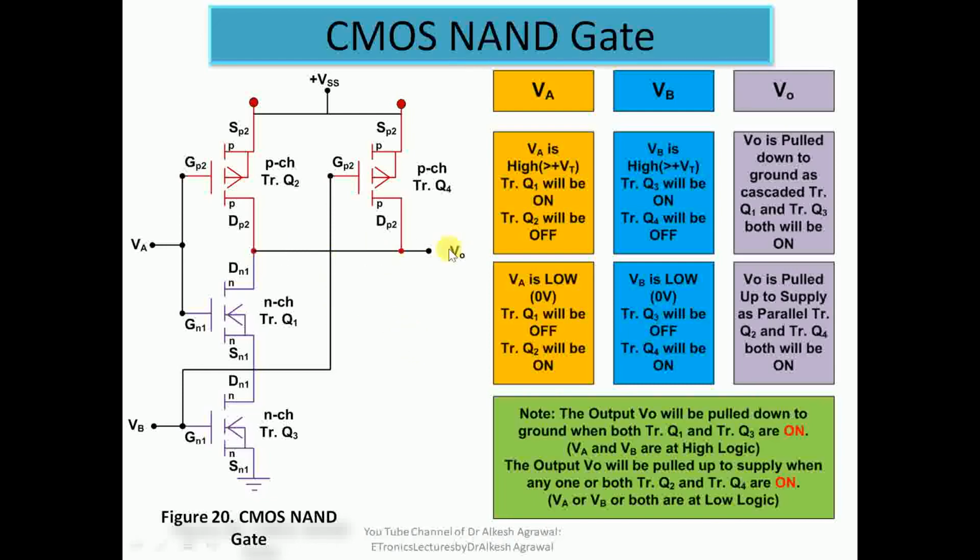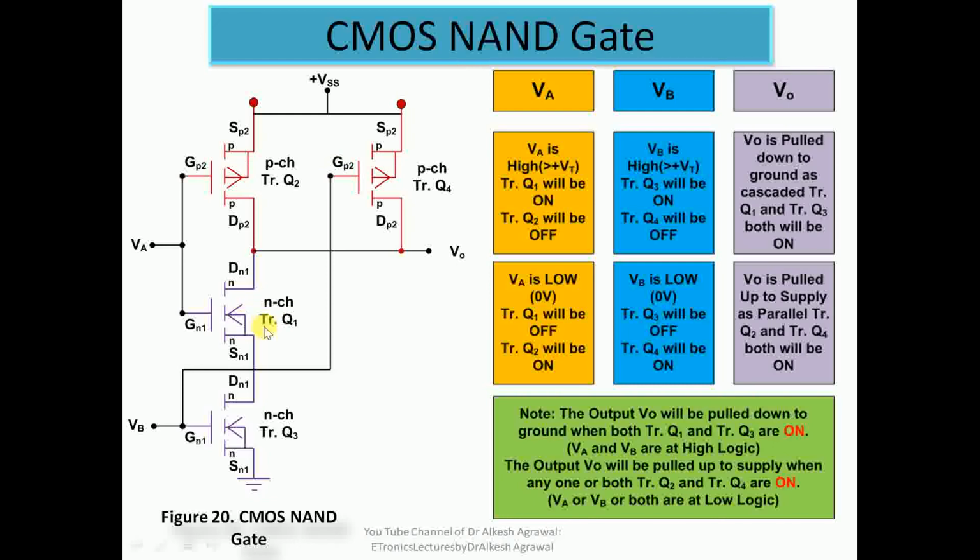So this is the output. We have one input to the first CMOS inverter as VA, and another input VB to the second CMOS inverter. Transistors Q1 and Q2 form one CMOS inverter, and transistors Q3 and Q4 make the second CMOS inverter, connected as shown. See what happens when VA is given a high input, greater than threshold voltage, and VB is also given a high logic input greater than V threshold. In that case, transistor Q1 will be on and transistor Q3 will be on, but transistors Q2 and Q4 will go into cutoff mode.